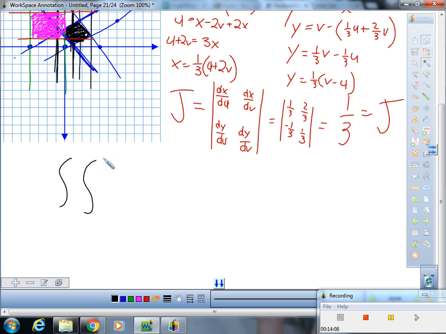U. What does U go from? Negative 4 to 0, right? And what does V go from? It goes from 1 to 4. It does not go from 4 to 1. It's not how things are done in life. So get that out of your brain. Okay? Now we don't have a choice.